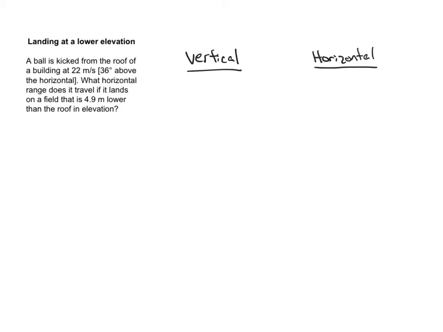So if I draw an arrow at 36 degrees, label the hypotenuse here as 22 meters per second. What I'm going to find out are the horizontal component as well as the vertical component of this velocity using this 36-degree angle.